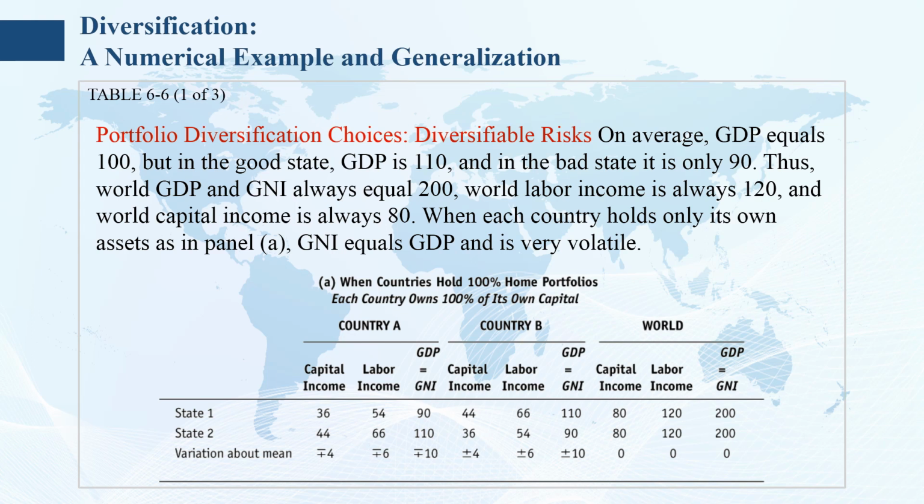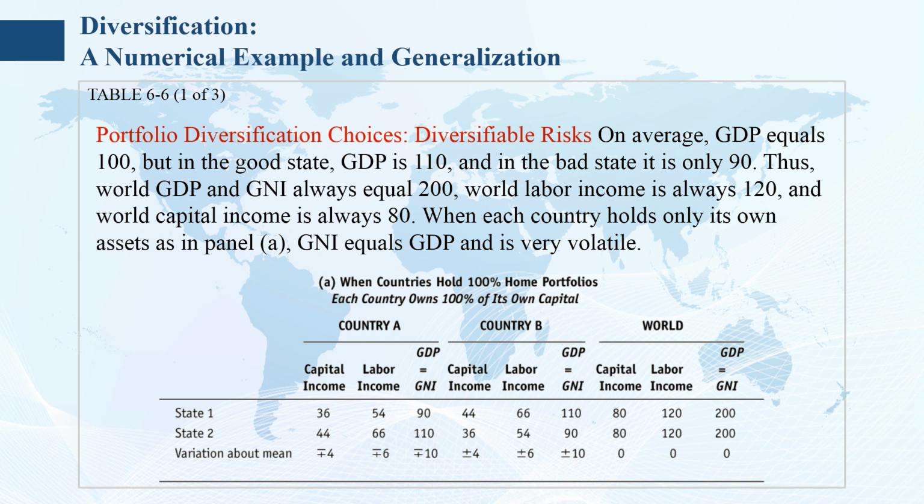In State 1, A's output is 90, of which 54 units are payments to labor and 36 units are payments to capital. In State 2, A's output rises to 110, and the payments rise to 66 units for labor and 44 units for capital. The opposite is true in B. In State 1, B's output is higher than it is in State 2.